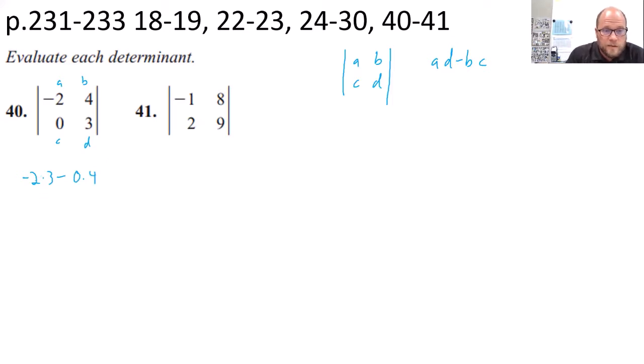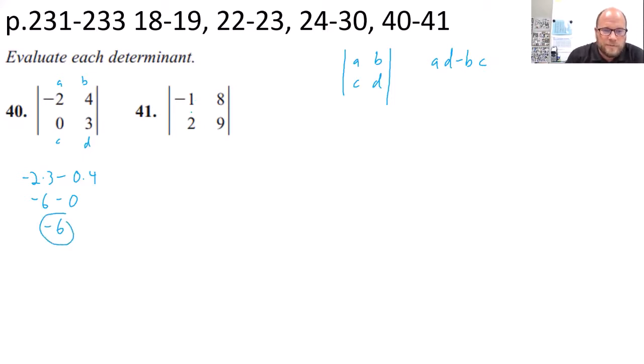So A, D, and it doesn't matter which one you do as B and C. Again, they're going this way, so the order didn't matter there. I know I put them slightly out of order. It should have been 4 times 0, but again, same idea. So that's negative 6 minus 0, which is negative 6. That's my determinant for the first one.